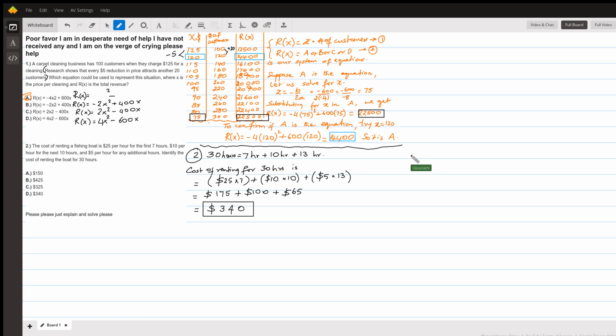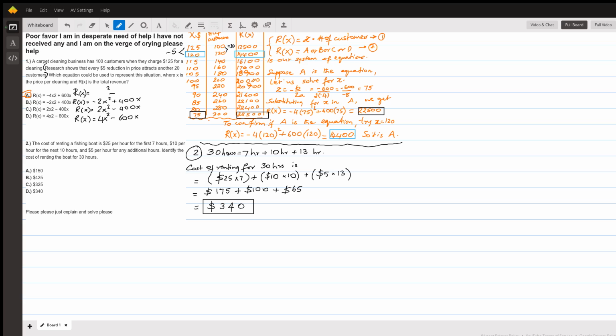So that's question one. Question two is, so the total 30 hours, you can break this down as the first 7 hours and then the second 10 hours and then the remaining. So 7 plus 10 is 17, and 30 take away 17 gives me 13 hours. So you add 7, 10, and 13, that gives me 30 hours.